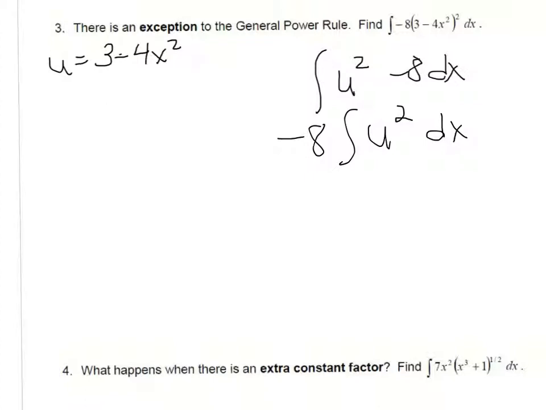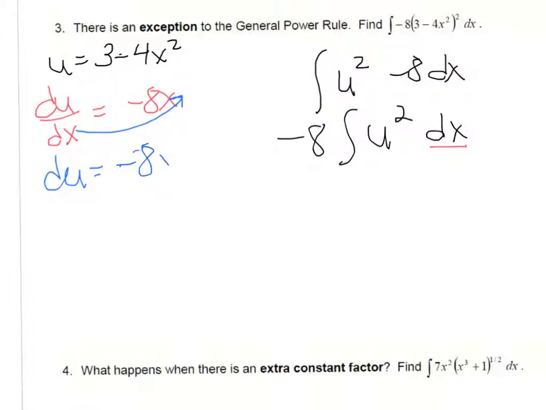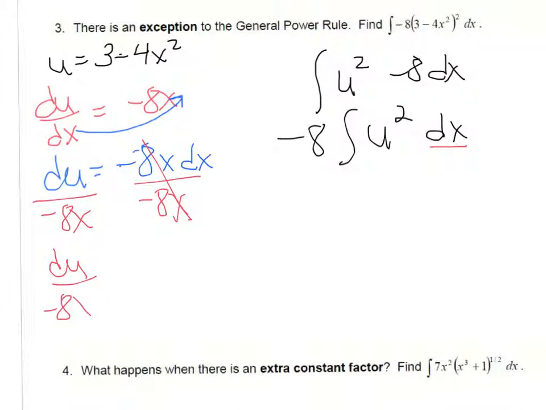So now I need the derivative of u, and I have to substitute in for dx. So I'm going to multiply dx over to here, and divide by negative 8x. So du over negative 8x is dx.